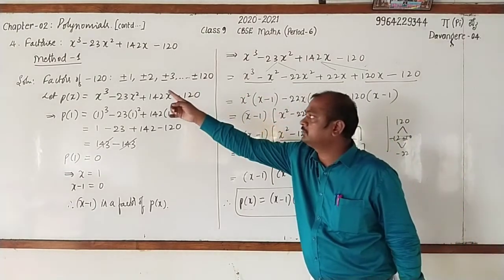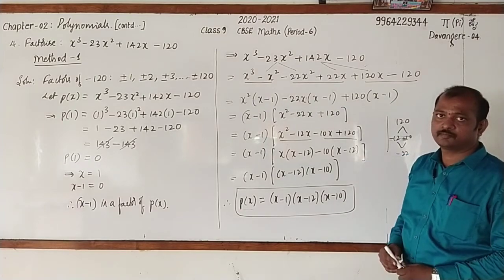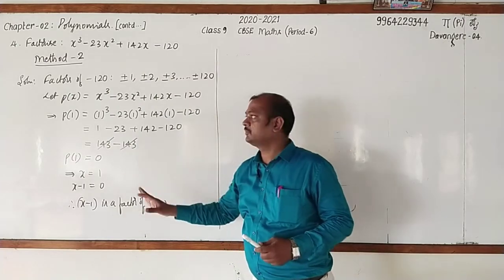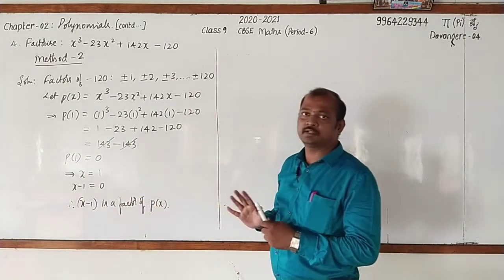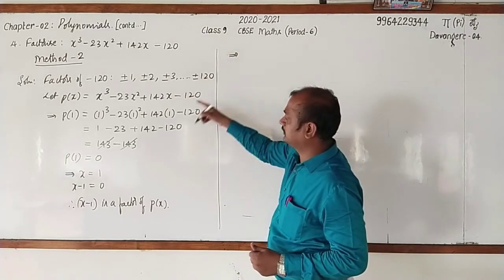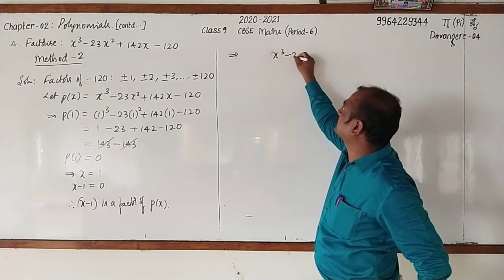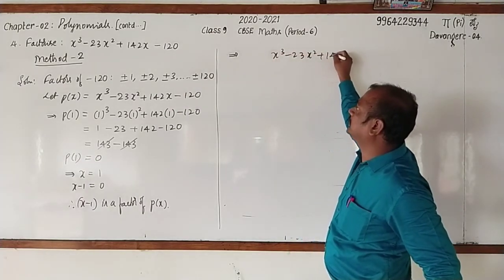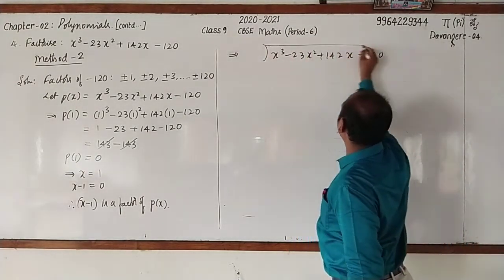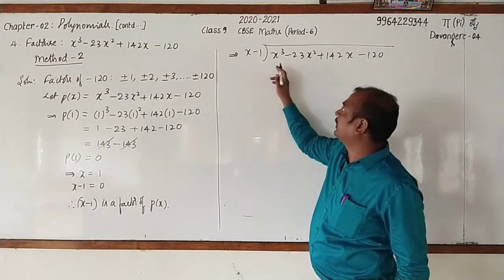Now you copy from there to here. I will show you the second method. In the second method, up to here it is same. Up to x minus 1 is a factor. After finding first factor, now you will go for this method. You divide the given polynomial, that is x cube minus 23x square plus 142x minus 120 by x minus 1. Now go for dividing.